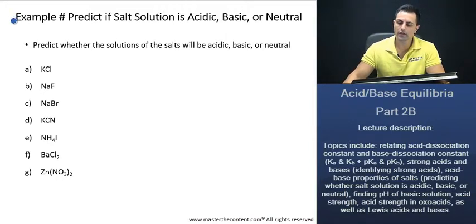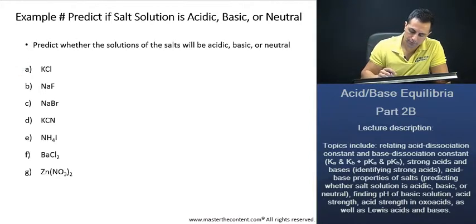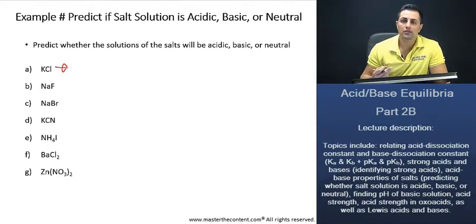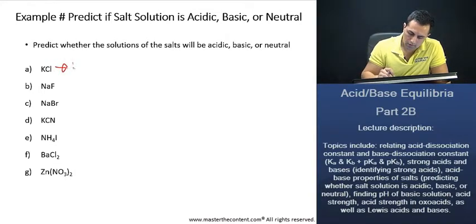Example: predict if a salt solution is acidic, basic, or neutral. Predict whether the solution of the salts will be acidic, basic, or neutral. Let's begin here with potassium chloride. The salt potassium chloride is formed from a strong base, potassium hydroxide, plus HCl, a strong acid. Thus, our solution will be neutral.